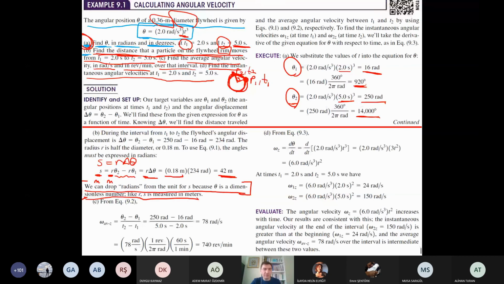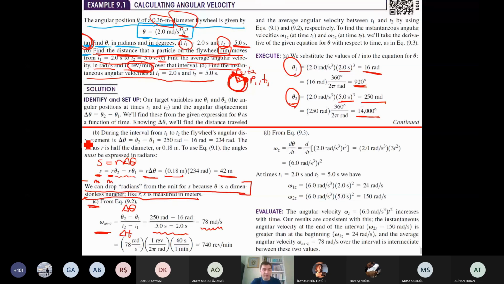Then let me continue with part C, average angular velocity. Average angular velocity is given with delta theta over delta t. So delta theta is already calculated here, put it there. Delta t is given. Then average angular velocity is given with 78 radian per second. And something else, you have to find this average angular velocity in revolution per minute also.